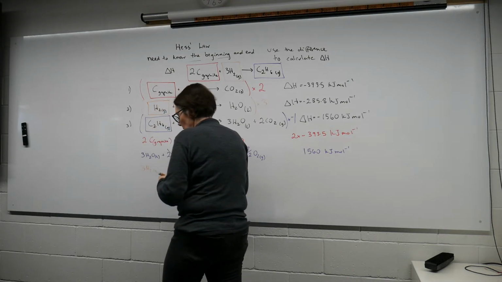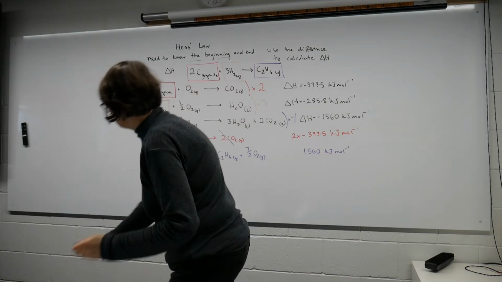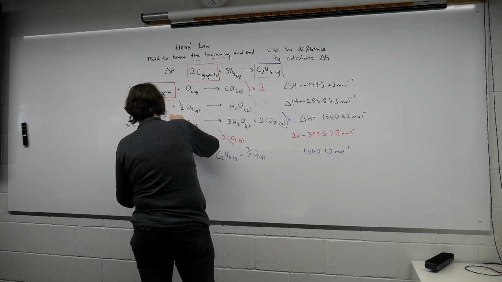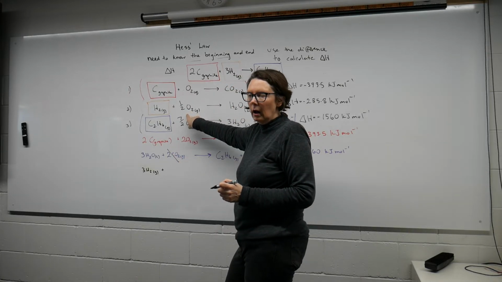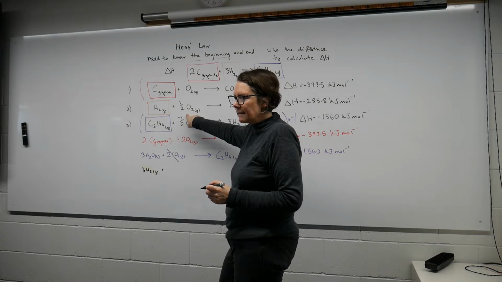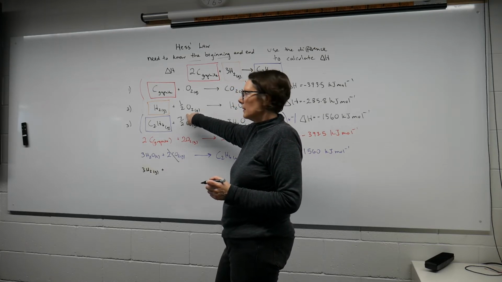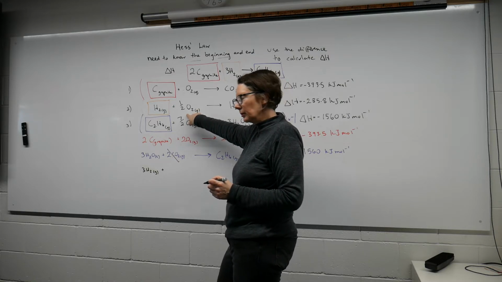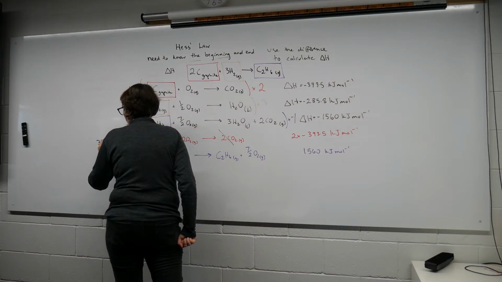I don't think I can write with that one, actually. I'll just write that one in black. 3H2 gas plus. Now, what's 3 times a half? 3 on 2. What's 3 on 2? 3 on 2 is actually equal to 1.5.